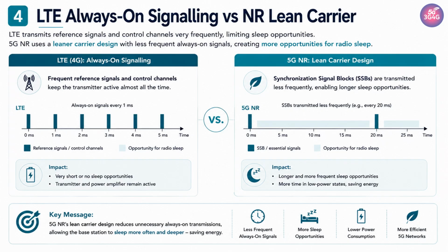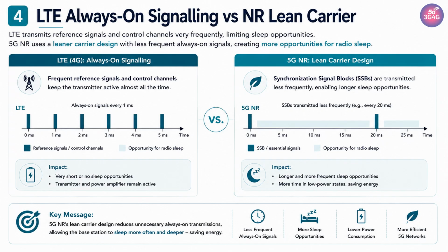One of the most important differences between LTE and 5G NR is the move towards a leaner carrier design. In LTE, cell-specific reference signals and other regular transmissions are sent very frequently. This creates an always-on behavior. Even when there is little or no user traffic, the transmitter still has to remain active for regular signaling. This limits sleep opportunities. If the radio keeps waking up every millisecond or has to transmit frequent signals, it becomes difficult for hardware components to enter deeper, low power states. 5G NR was designed differently.